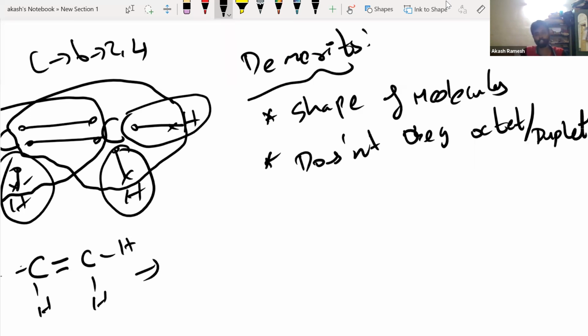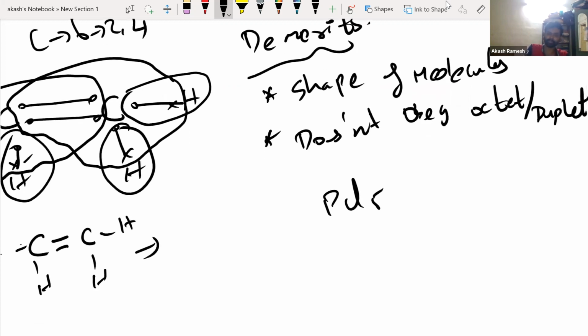There are compounds in which the octet or duplet is not satisfied. They can have more than 8 electrons, less than 8 electrons. All these things are possible. Now I'll give you some examples. Say, for example, take the case of PCl5, phosphorus pentachloride.